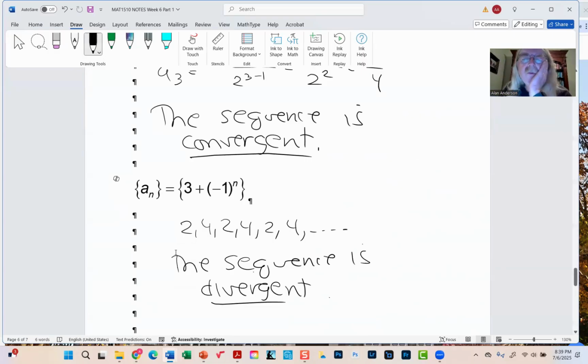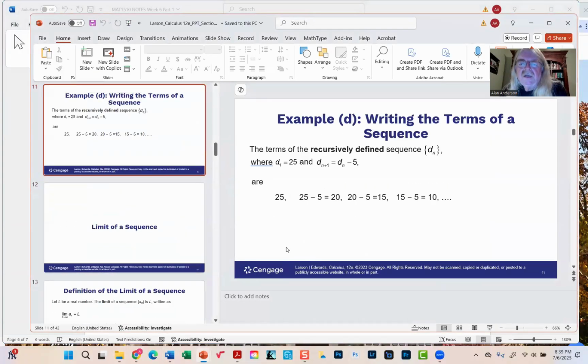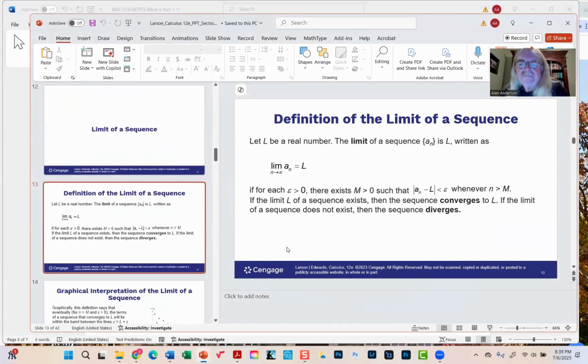So what we would like to be able to do is figure out if our sequences are either convergent or divergent, and if they're convergent, what are they converging to? And the way we're going to do that is by using limits.